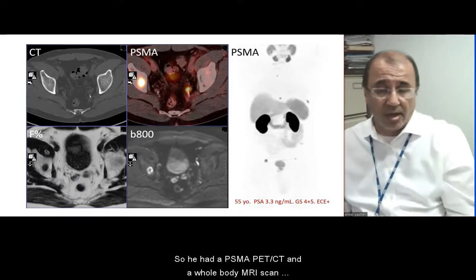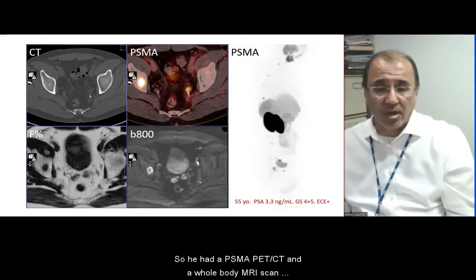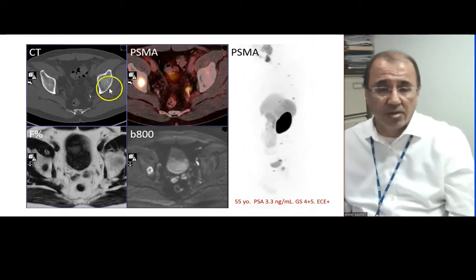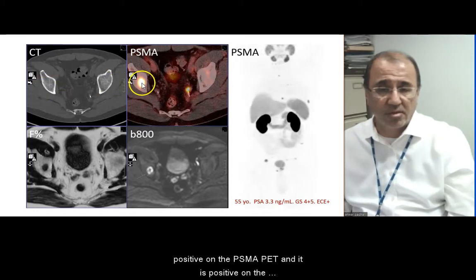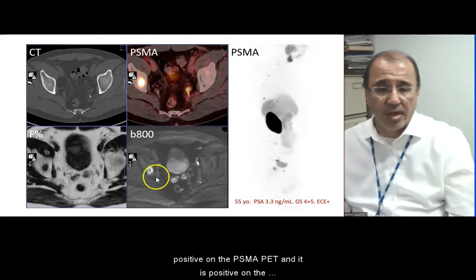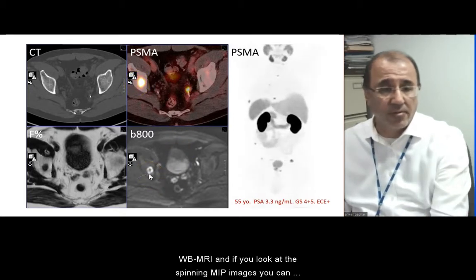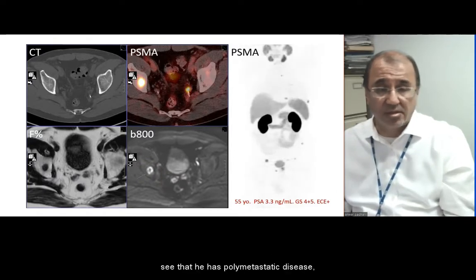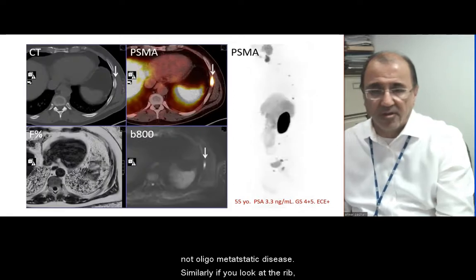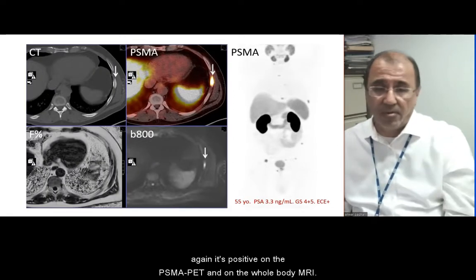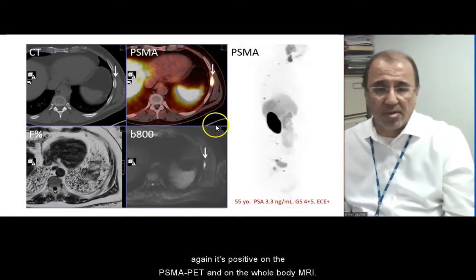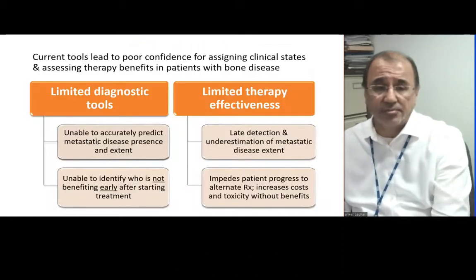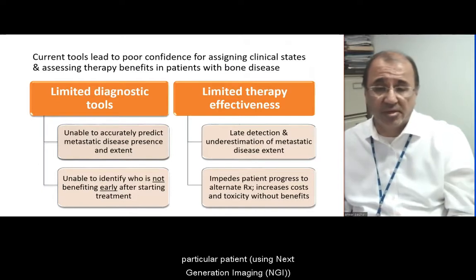So he had a PSMA PET-CT and a whole-body MRI scan as recommended by the local radiologist, and you can see this metastatic deposit is positive on the PSMA PET and it's positive on the whole body MRI, and if you look at the spinning MIP image you can see he's got polymetastatic disease, not oligometastatic disease. Similarly, if you look at the rib, again it's positive on the PSMA PET and on the whole body MRI. So we've completely changed the outlook for this particular patient.